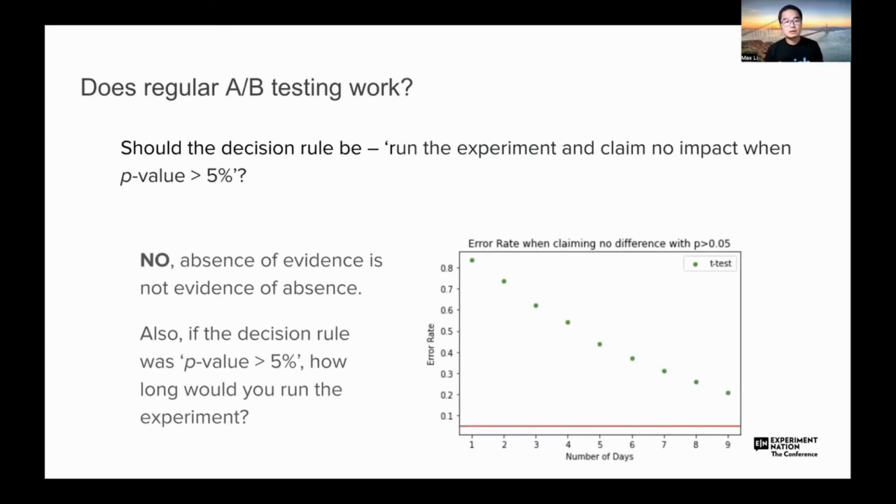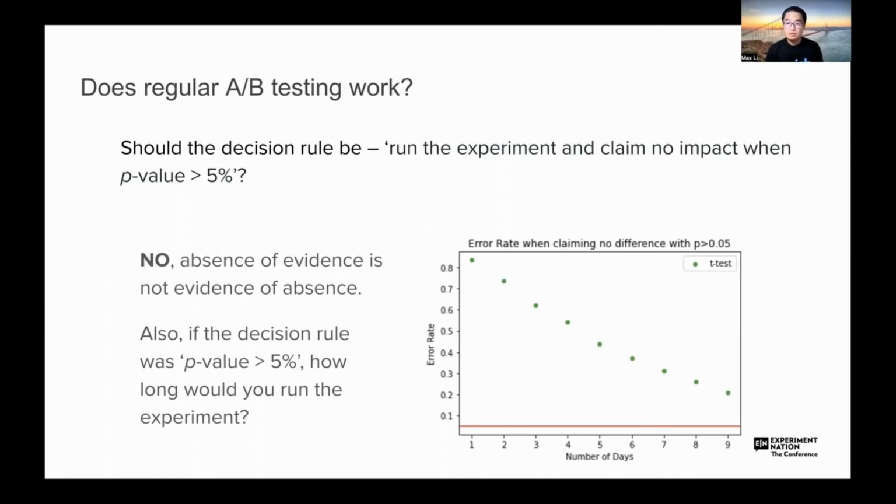So does conventional A/B testing work in those cases? Let's take a look. Let's devise our decision rule as follows. We run an experiment and conclude there is no difference between treatment and control when the p-value is larger than 5%. It looks like the decision rule makes sense because when p-value is smaller than 5%, we could conclude that there is a difference between treatment and control.